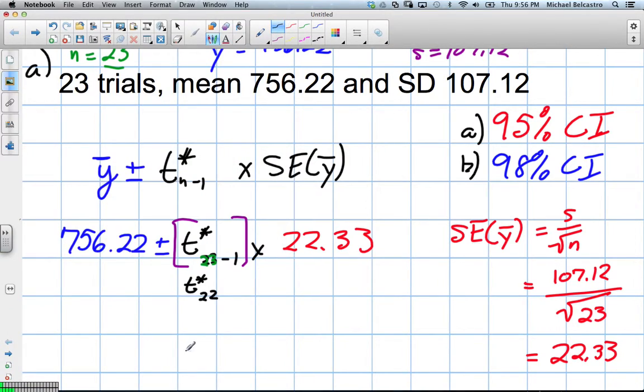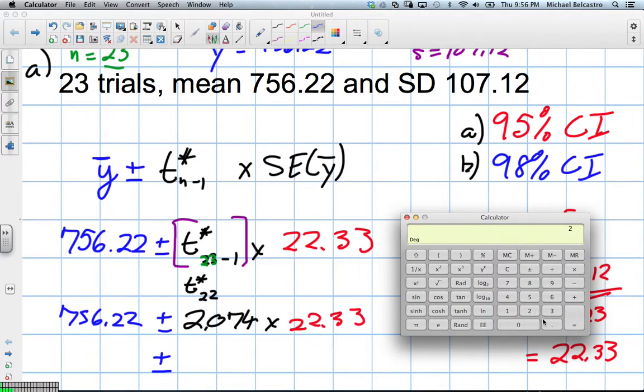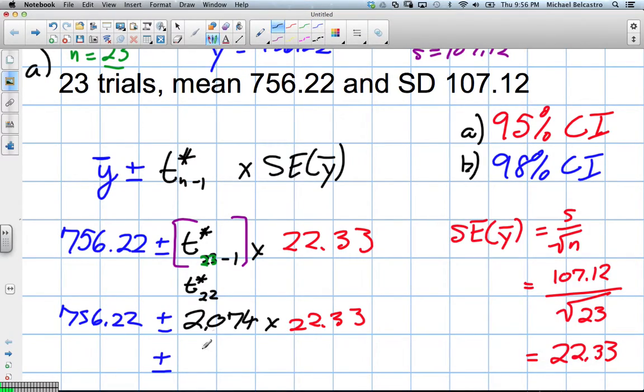2.074. So we're going to replace this with 2.074 times our 22.33 and plus or minus the 756.22. Okay, so let's figure out what our plus or minus is. We take out our calculator and calculate that. 2.074 times 22.33, assuming we did that right, 46.31. Okay, so we have 756.22.